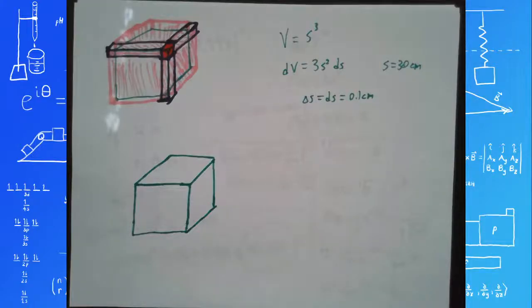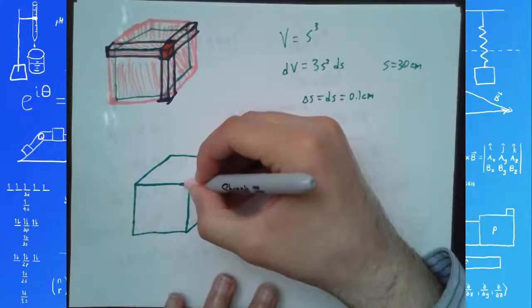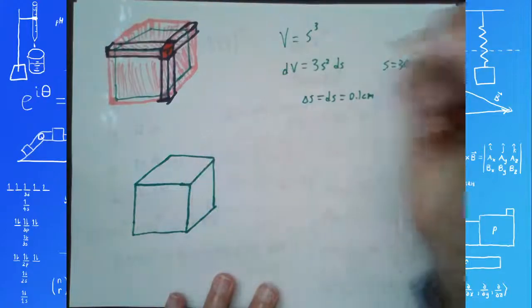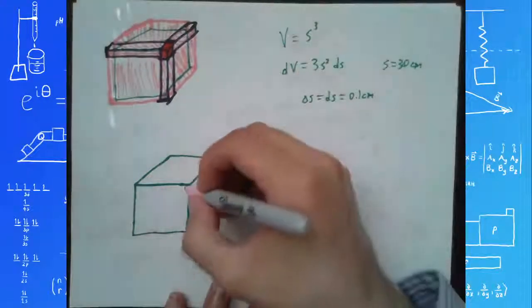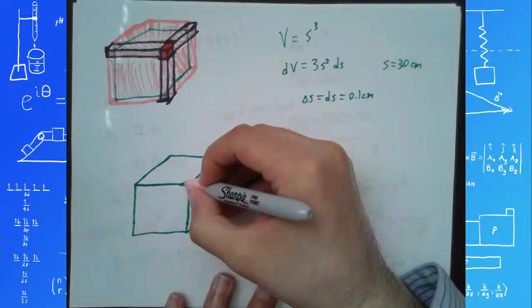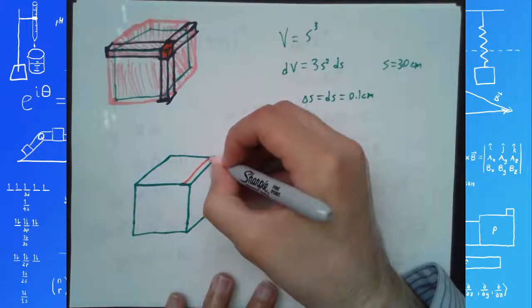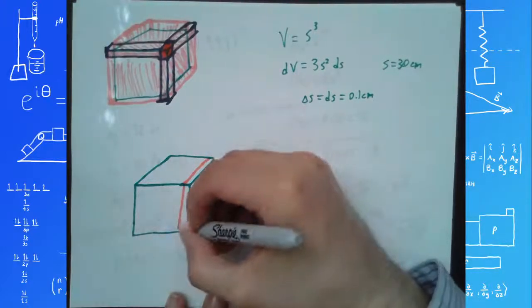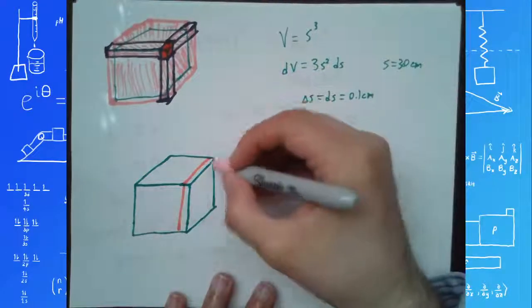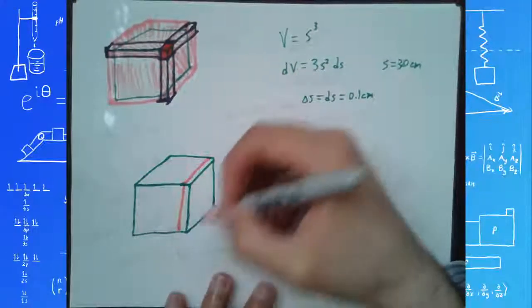So let's see, subtracting s squared ds 3 times. So these would be on the inside this time around. So we would have s squared ds. So I would subtract that out, that whole layer.